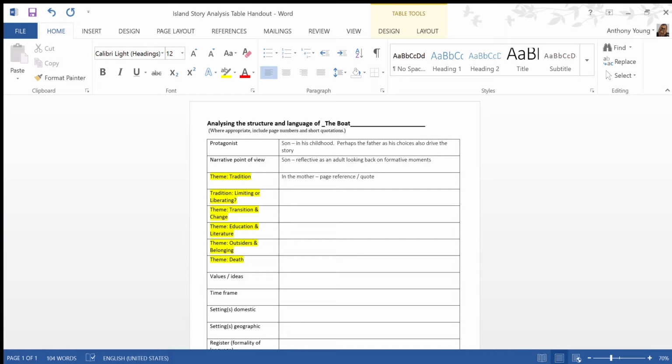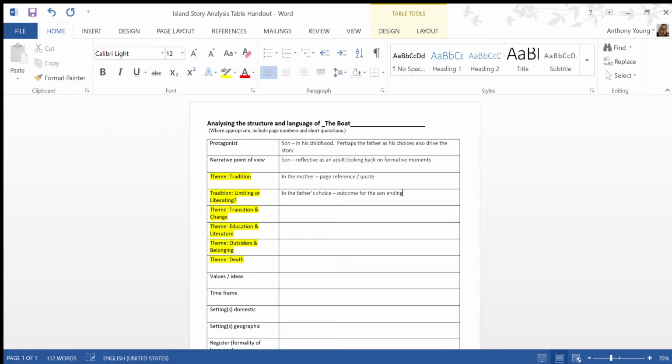This idea of limiting or liberating, I think, is present in the father's choice. Okay, and perhaps you can look at again a page reference or a quote, but in this case, I think it might be looking at perhaps the outcome for the son.